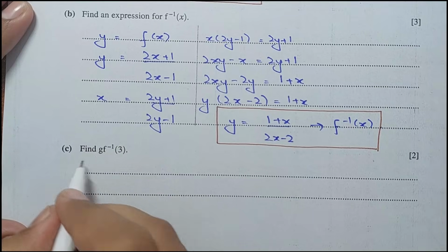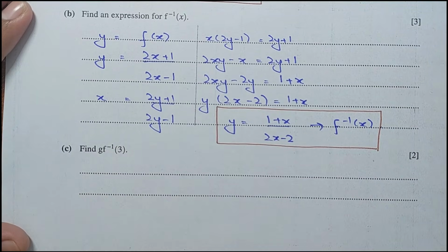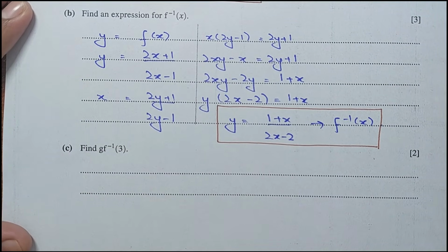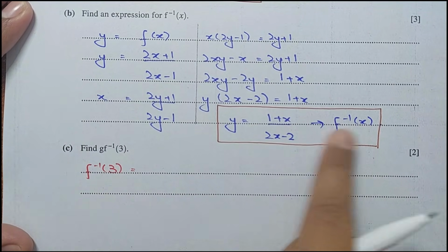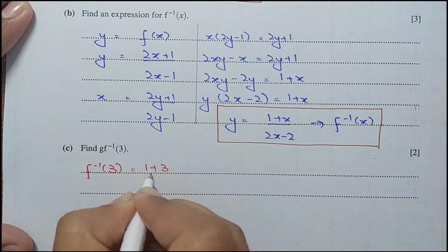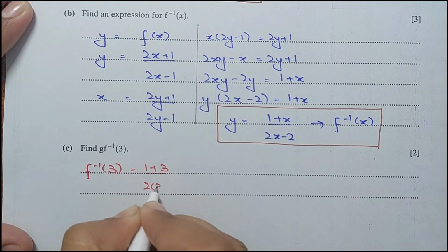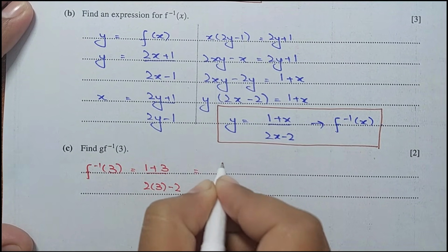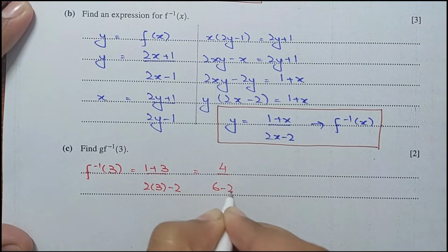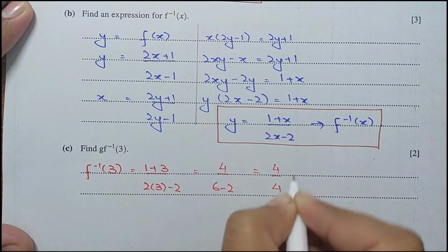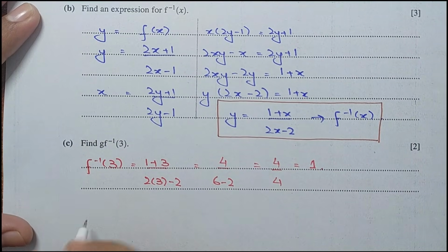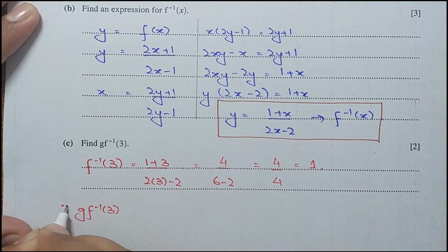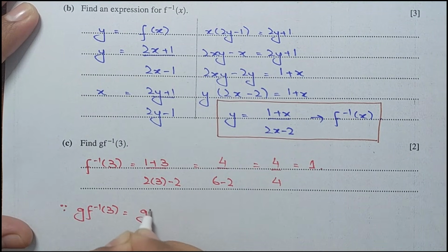Now for part C, find g f inverse of 3. So first step, we need to figure out what is f inverse of 3. F inverse of 3, this would be f inverse of x, right? (1 plus 3) over (2 times 3 minus 2). 1 plus 3 is 4. 2 times 3 is 6. Take away 2. So 4 divided by 4 equals 1. So f inverse of 3 is 1.